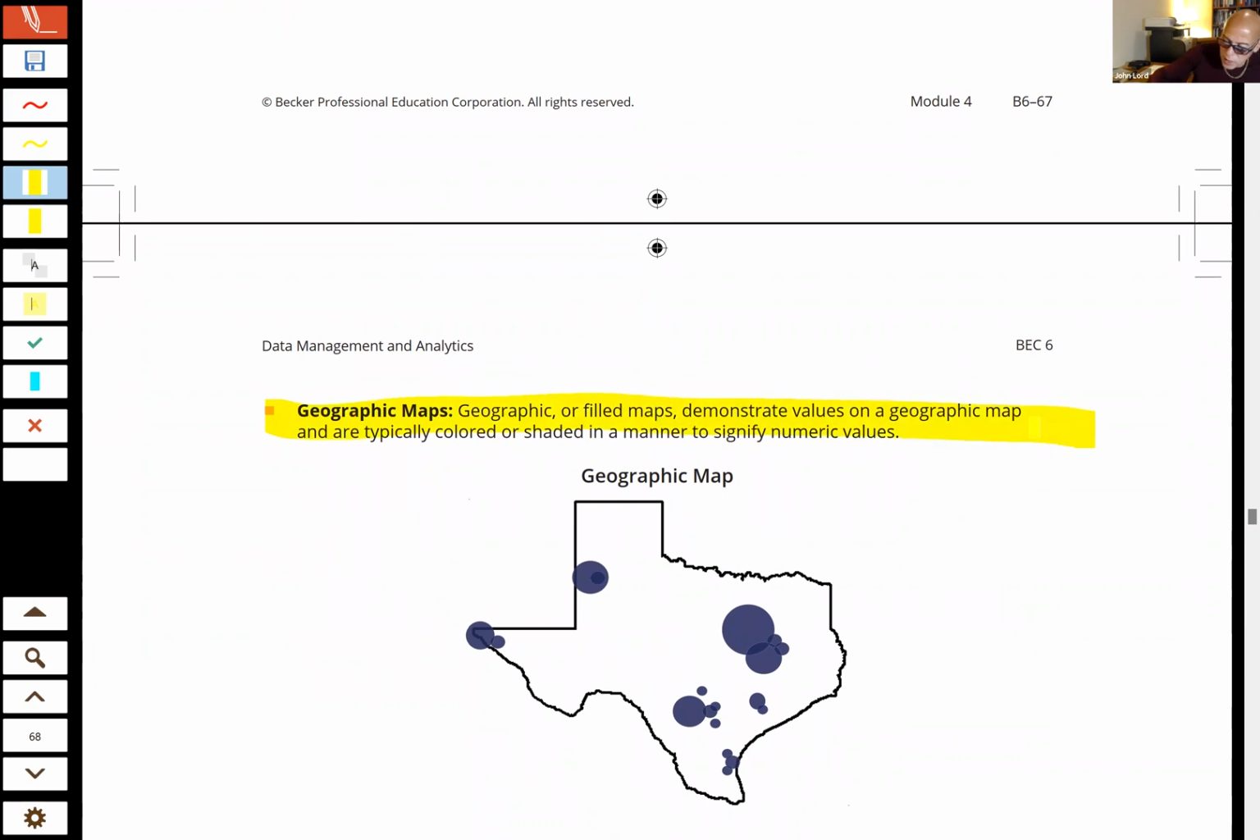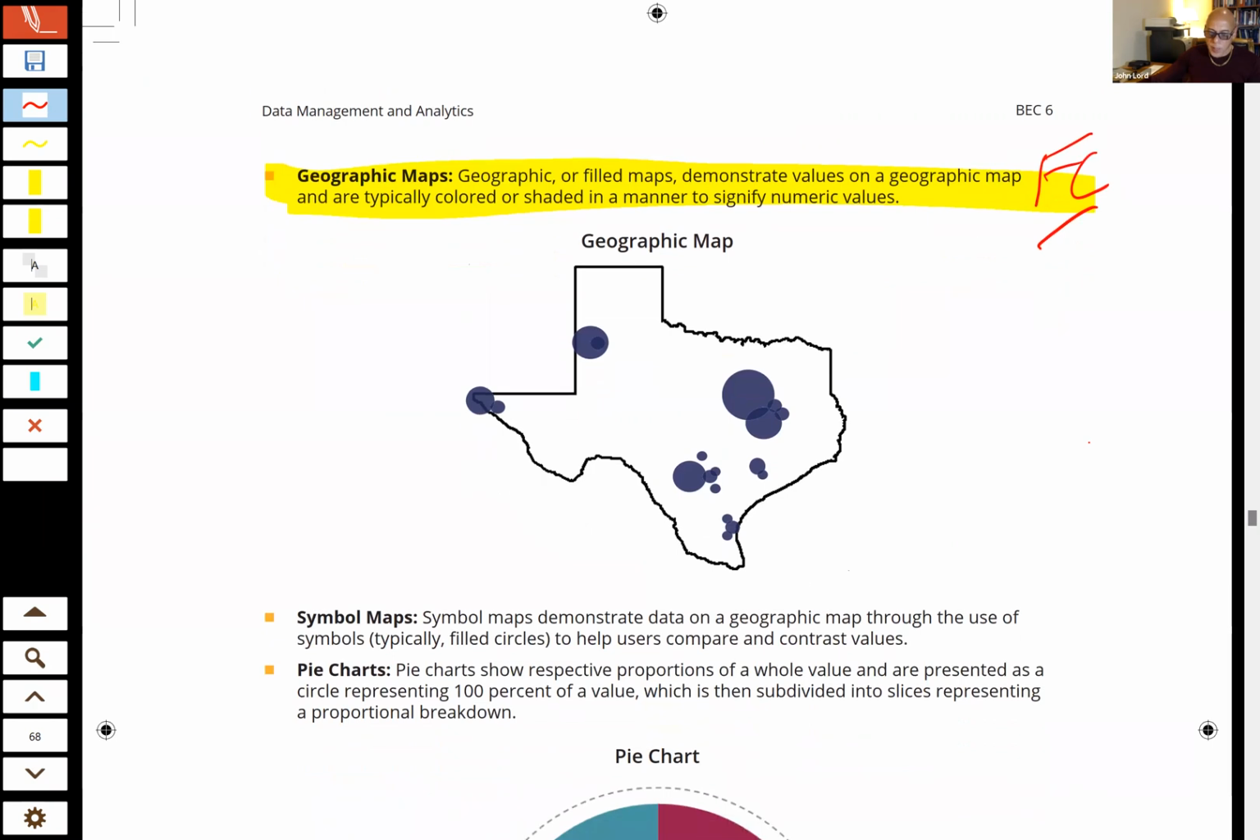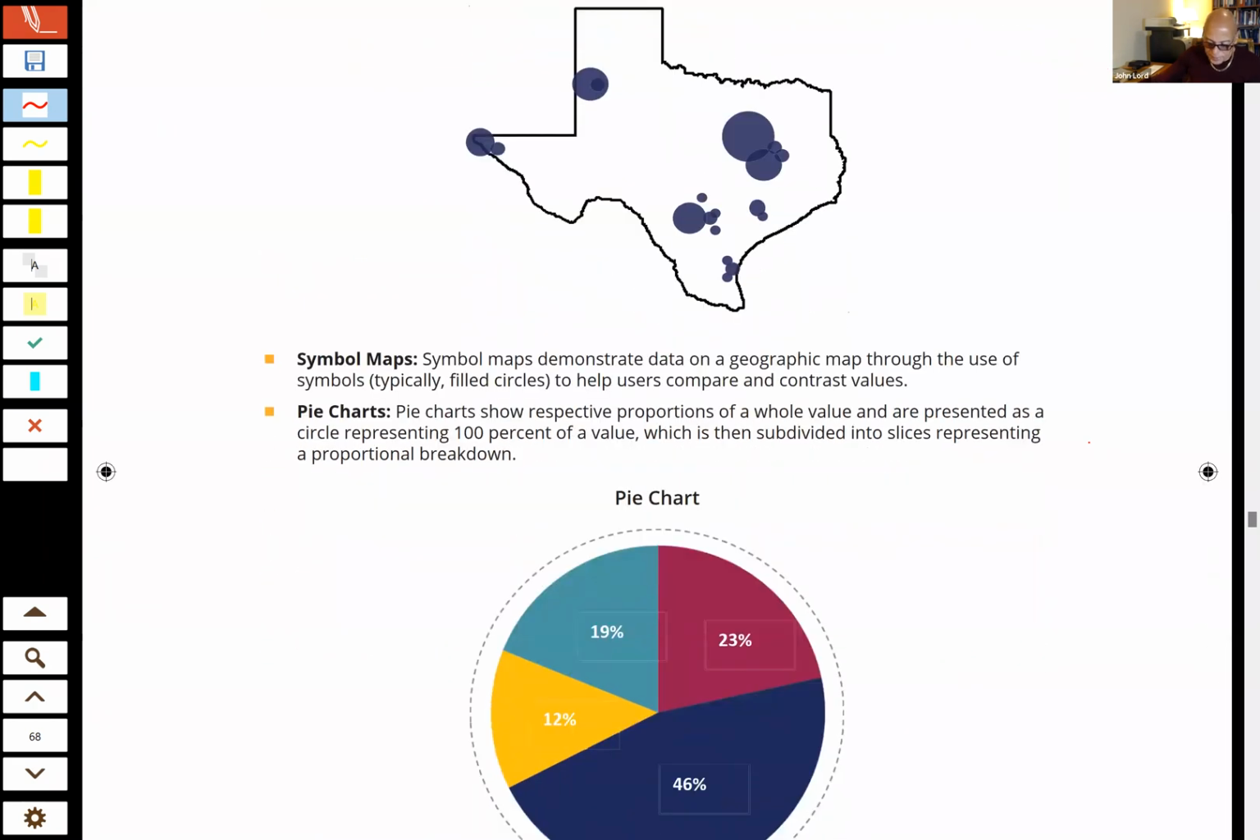We see these a lot if you're kind of a political junkie and you're watching the election results. They always show you county by county what's happening, what's red, what's blue, where votes are still coming in, that kind of stuff. So those are pretty popular. And then pie charts, okay?